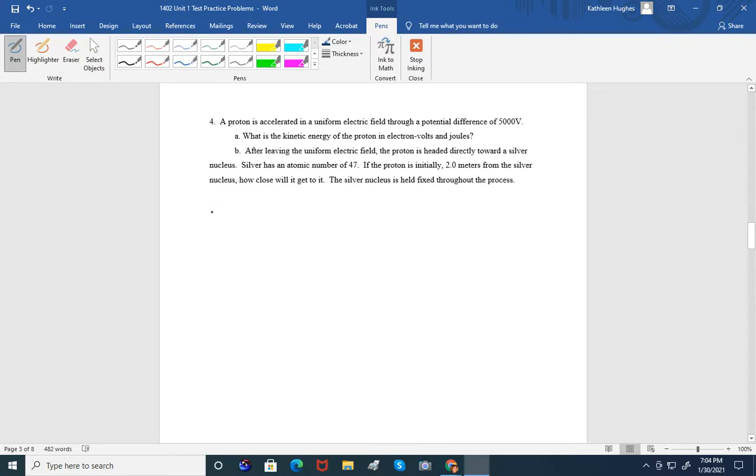We know that the amount of work is going to be equal to the change in kinetic energy. But when we have something accelerating in a uniform electric field, the work is equal to the charge times the potential difference. Remember, you might have seen it written as VA minus VB. This is a proton. If the electric field is doing work on this proton, it is going to naturally move from a high potential to a low potential.